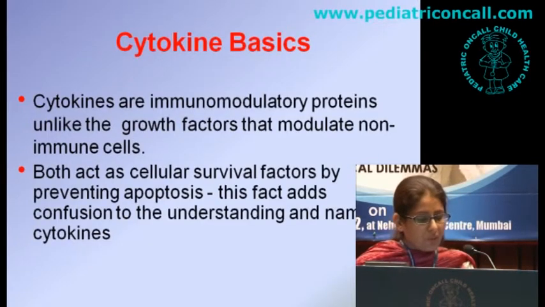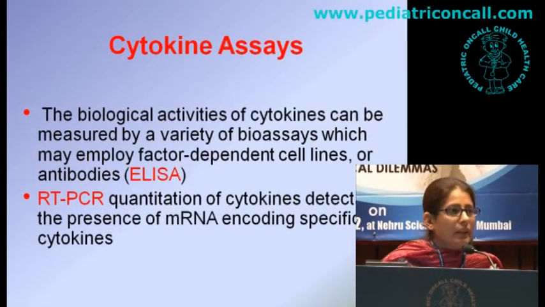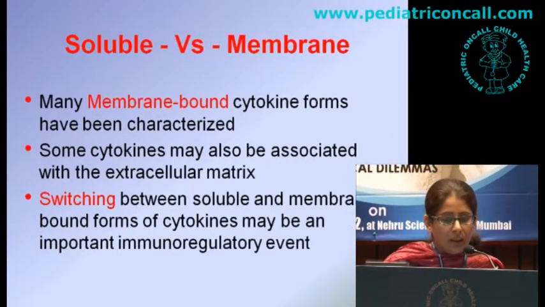They are compared to growth factors because both act as cellular survival factors and prevent apoptosis. But the difference is that the cytokines are basically immunomodulatory proteins, whereas the growth factors act on the non-immune cells. There are a lot of assays to detect the cytokines, like the ELISA or the RT-PCR, which detects the presence of mRNA encoding specific cytokines. The cytokines can exist either in the soluble form or in a membrane-bound form, and this switch between the two of them is an important immunoregulatory event.